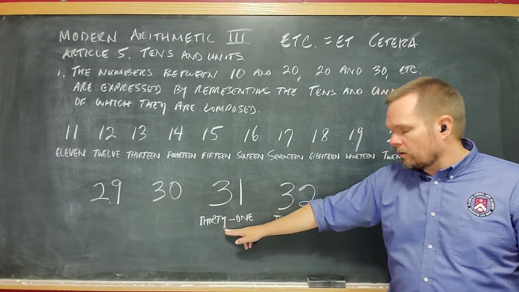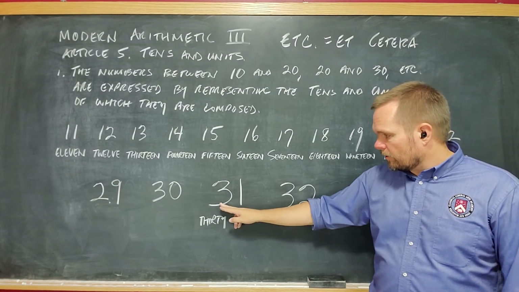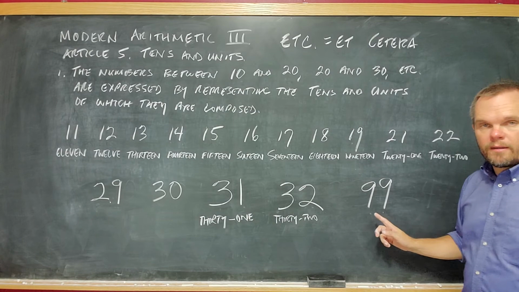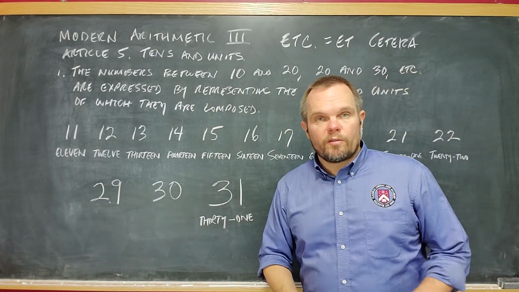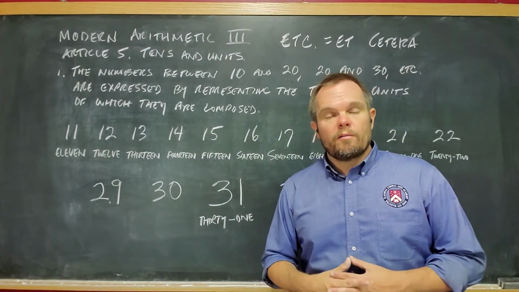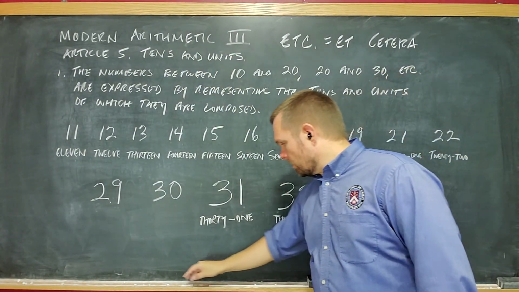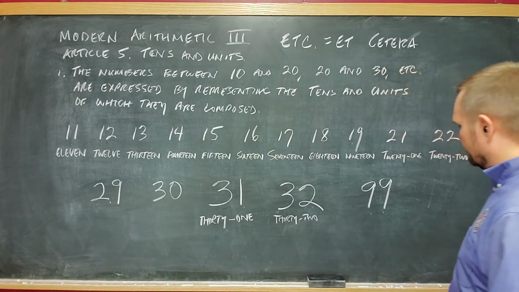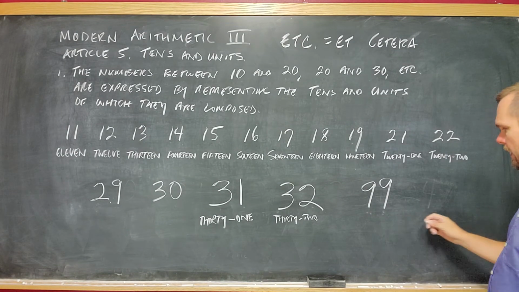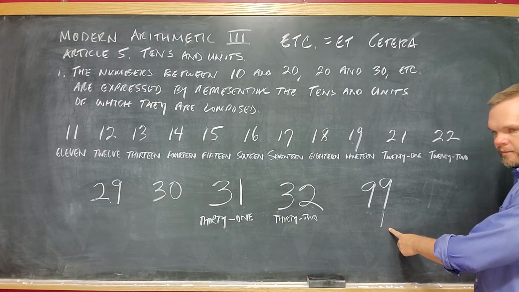You write the number of the tens and how many units. 31, 32, 99. So after studying Article 5, as I said, you should be able to write any number or read any number from 1 all the way up to 100. Because the next number we'll learn after 99, if we add one more unit to 99, watch what happens. If we added one more unit, that would make 10.